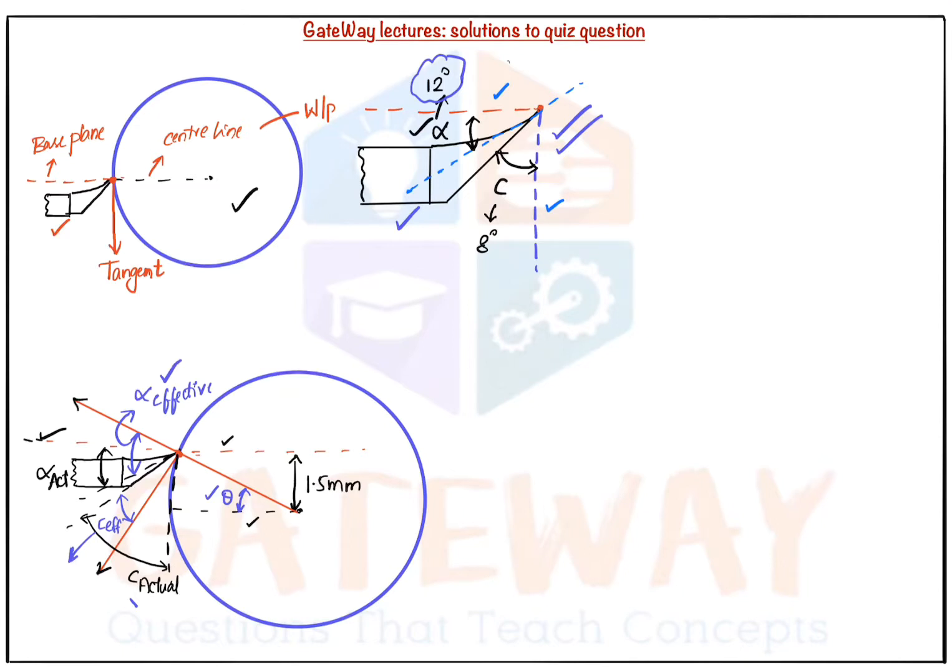With the same tool itself, with our actual alpha as 12 degrees, we can perform the function. We can just shift it by an offset of 1.5 mm. Thus removing chips will be easier now, because the alpha here is not the actual alpha. Here the alpha is alpha effective, and that alpha effective is something different than alpha actual. Now we need to calculate what is that alpha effective.